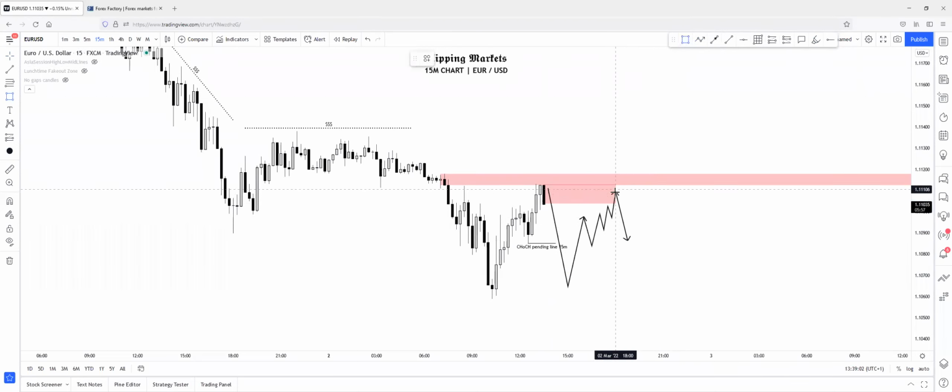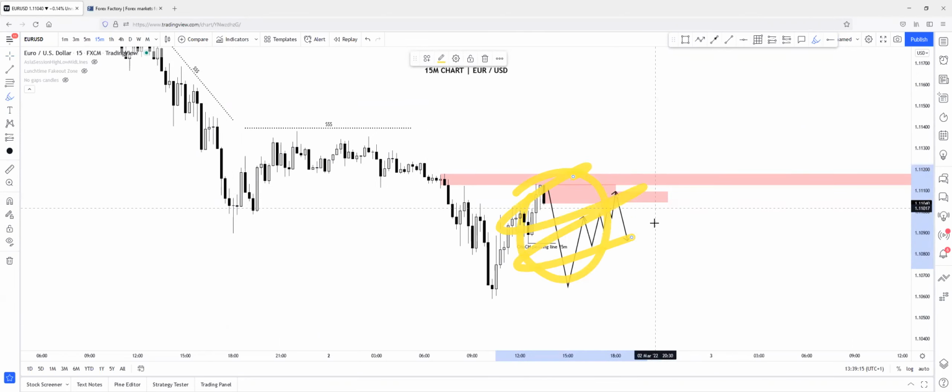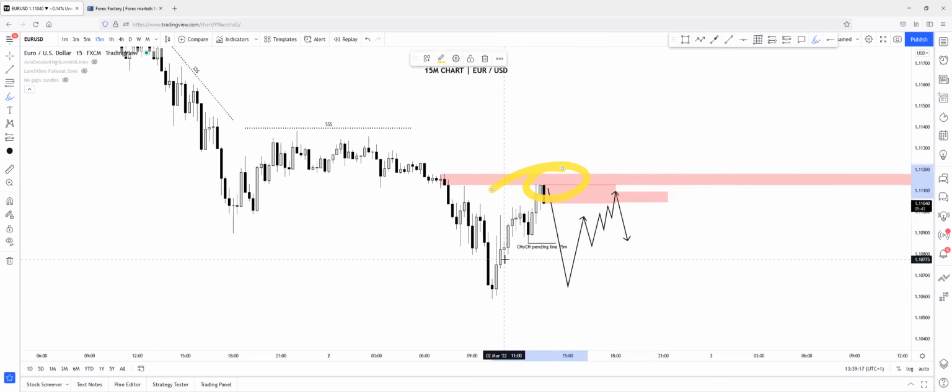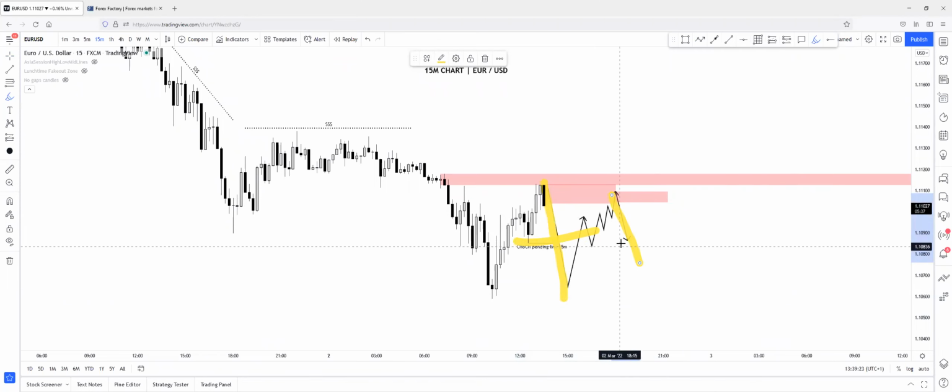And if this 1-minute change of character happens also, only in this scenario, and only in this scenario, you can enter in the short trade. If all of these movements don't happen, all of these movements are missing, you can't enter in a short trade based on this supply zone. Only if price changes character on the 15-minute chart and the 1-minute chart after the 15-minute change of character.